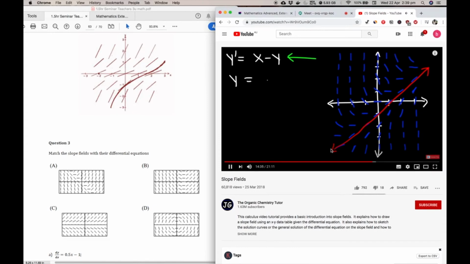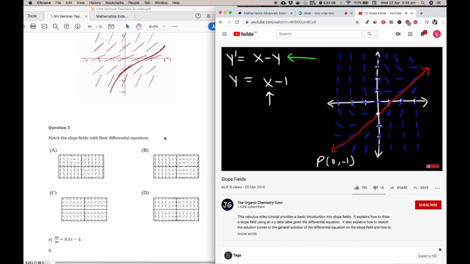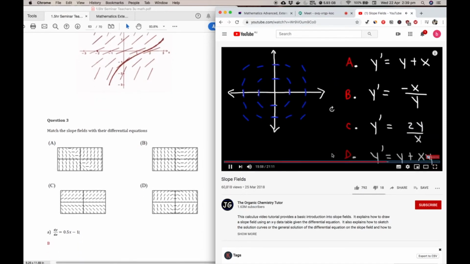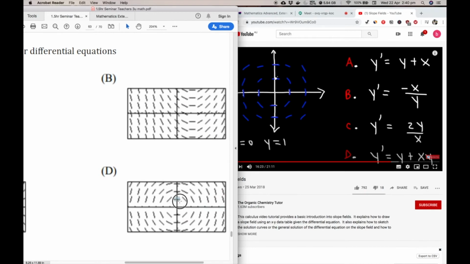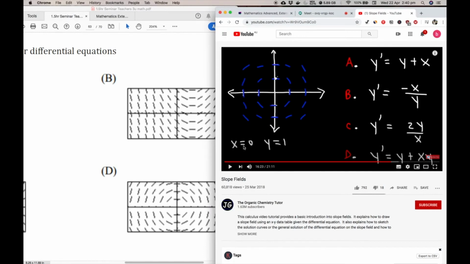So you really just sub in numbers and see if that point works for each equation. Let's focus on this point. This shape looks quite similar to D. X is 0, y is 1. So you just pick a point. In D, we pick this point here, and we can see that the gradient is 0. So we can write, at x equals 0 and y equals 1, the gradient is 0.